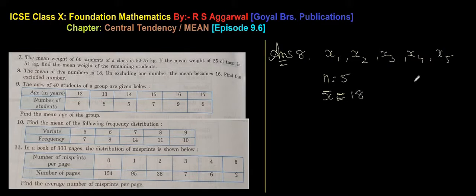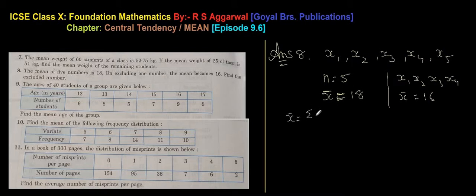On excluding one number, so we are getting rid of one number. So let us say any one of the numbers is removed, so it becomes x1, x2, x3 and x4. The mean of those numbers is how many? That is 16.